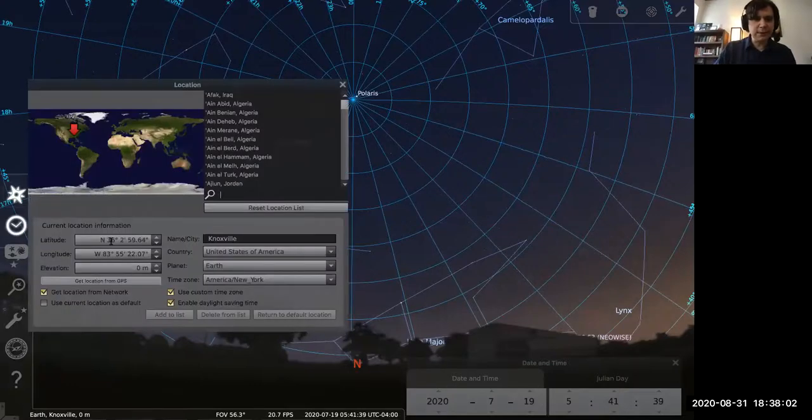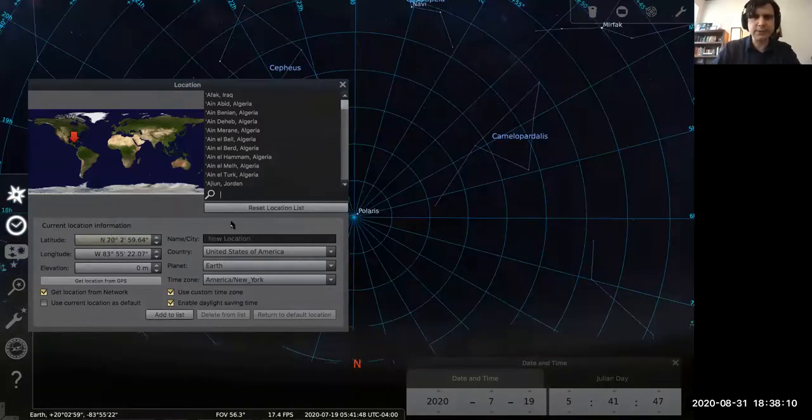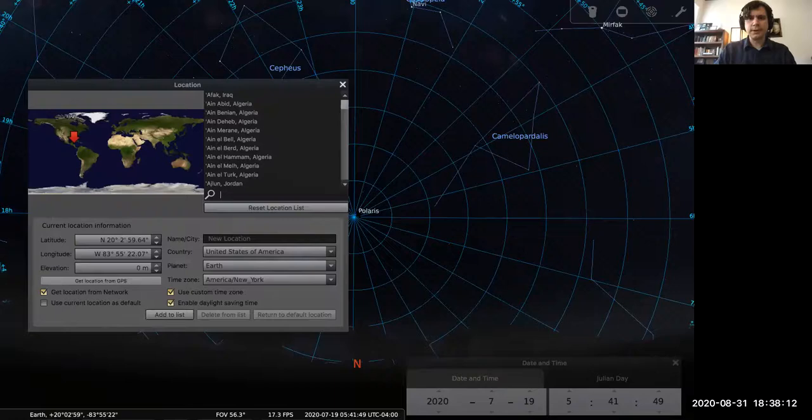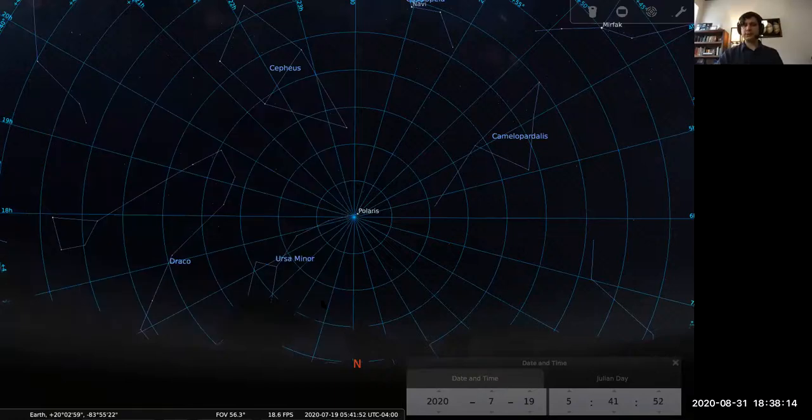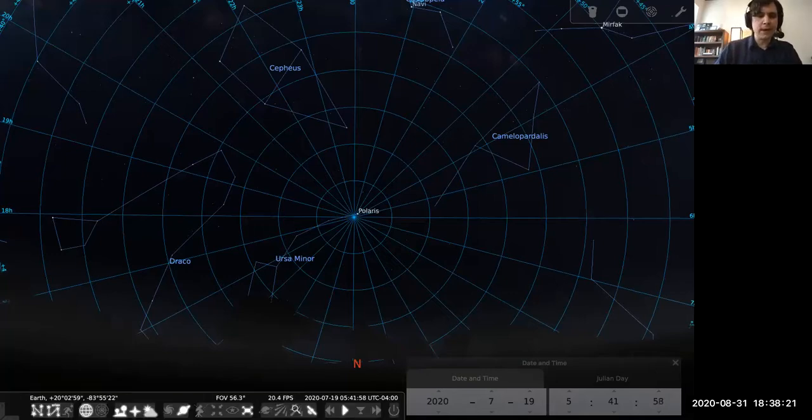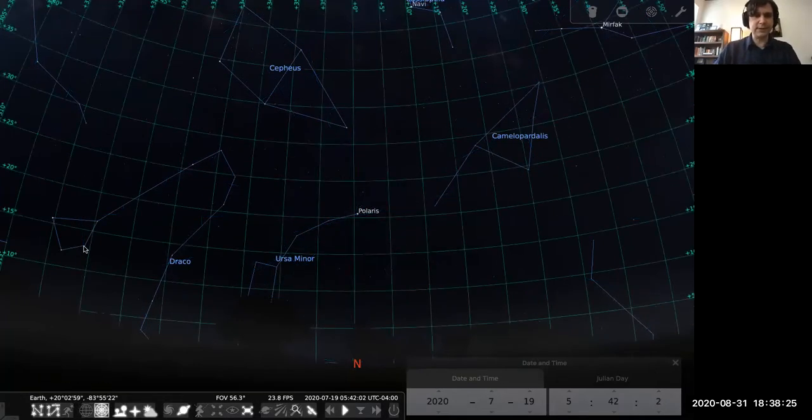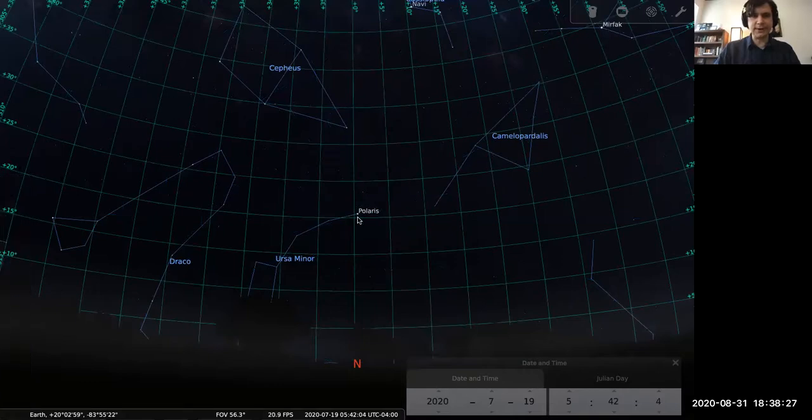So let's move down to, say, 20 degrees north. Not 6, 20 degrees north. And now it's closer towards the horizon. As we move towards the equator, it's harder to see the north celestial pole. And I can even switch my coordinate systems. So now you can see that, yes, it's right at about 20 degrees altitude.